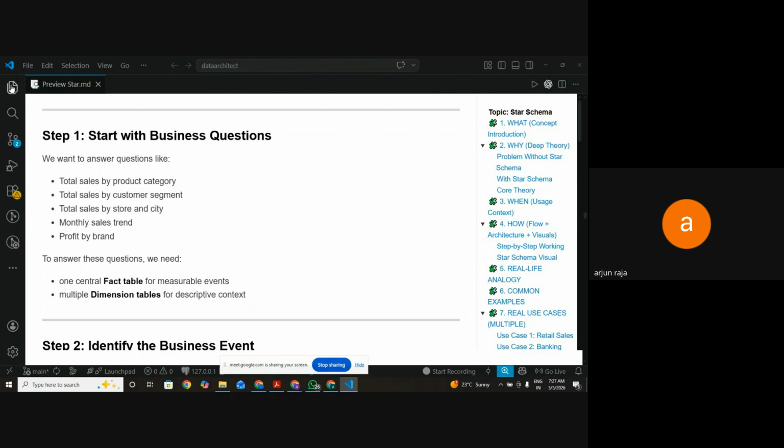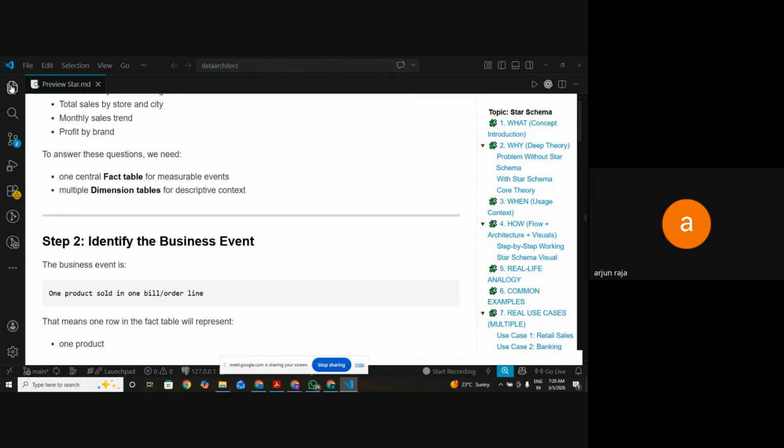Step one, start with business questions. Total sales by product, total sales by customer segment, total sales by store and city, monthly sales trends, profit by brand. We want to answer all these questions. To answer all these questions, we need one central fact table for measuring the events, and multiple dimension tables for descriptive context. Okay.